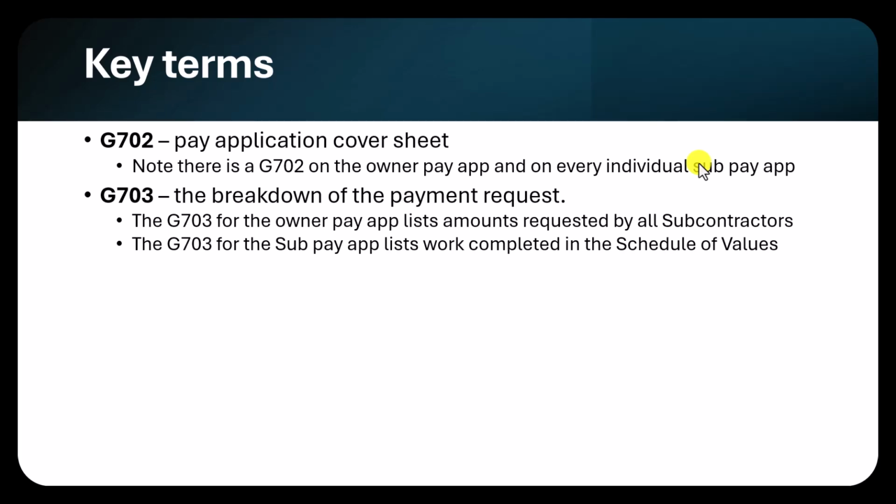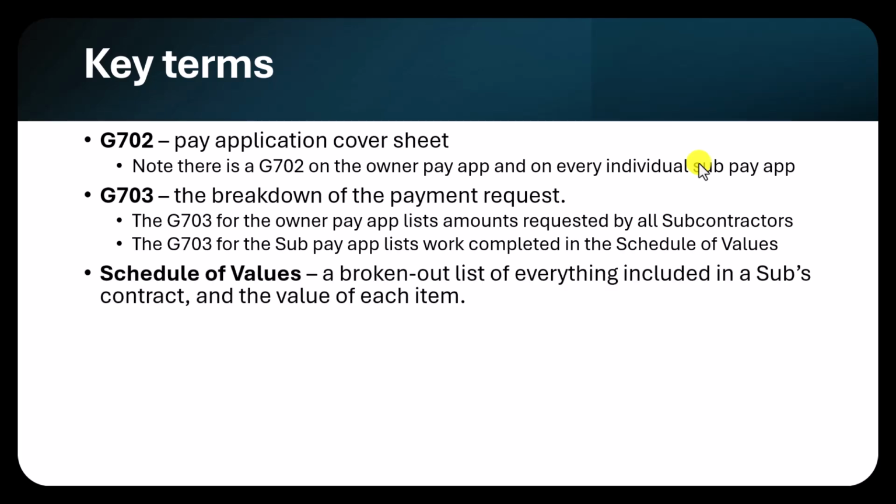So just to recap a couple of the quick terms that we talked about, we've got your G702, which is the pay application cover sheet. So there's going to be a 702 on both the owner side and every single individual pay app. Then we've got the 703, which is a breakdown of the request. So the 703 for the owner shows the list of subcontractors. The 703 for the subcontractors shows their schedule of values, which is a broken out list of everything they're going to do on that project, every single thing's value.